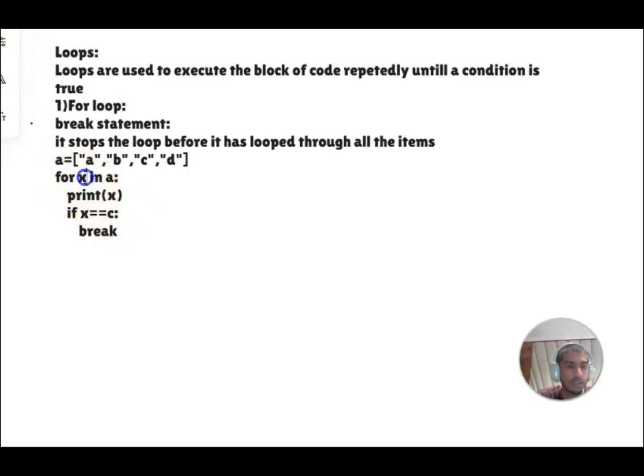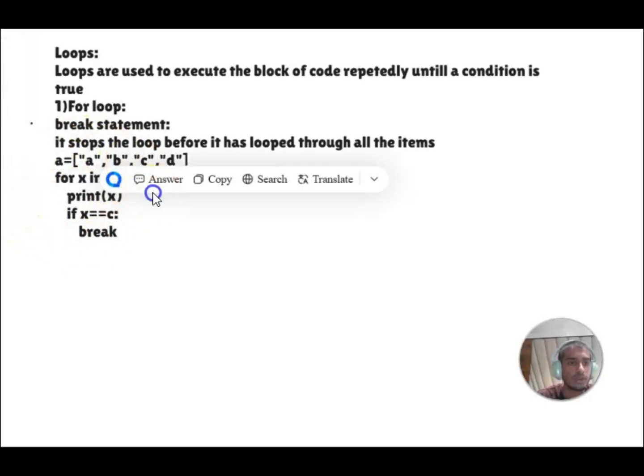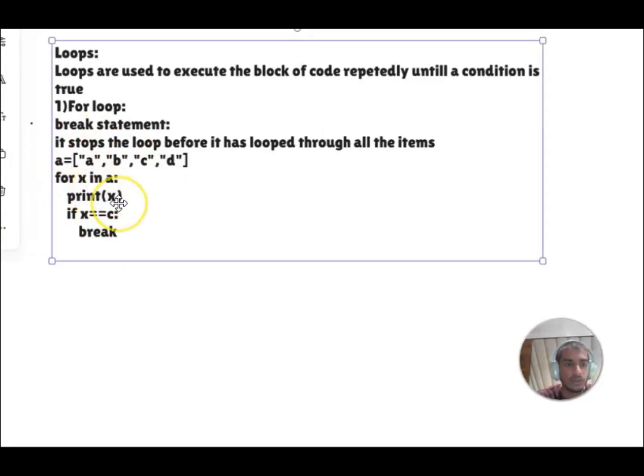It prints the x value here, first a, and it checks the condition. So a is not equal to c, so it doesn't run the block of code, so there is no use of break here. Next it prints b, and it checks whether b is equal to c or not. It is not equal to c, so it returns to the loop. Now it takes the c here, prints the c value and checks the condition. The condition is going to be true. Now it's going to break the loop, and it prints up to the c.